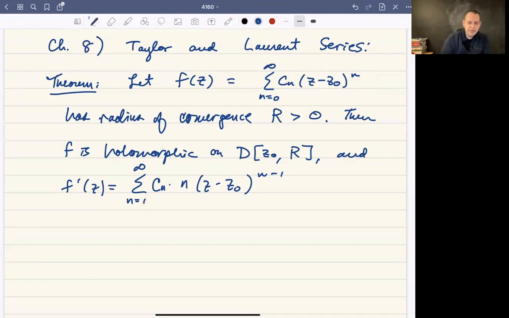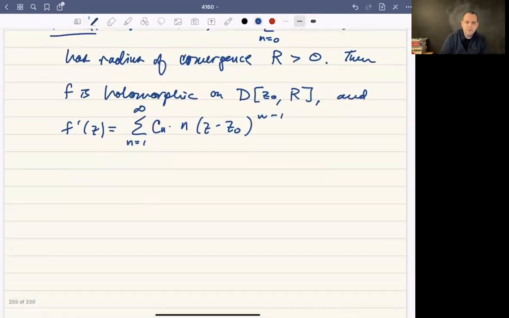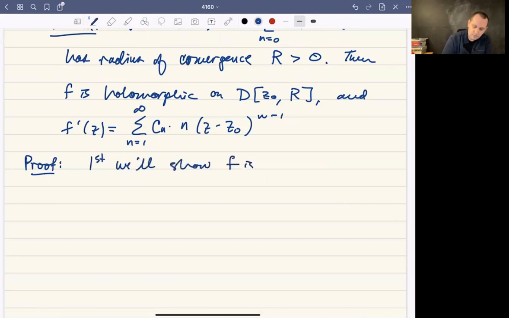So this theorem actually says a lot. And I'm grouping together two theorems from the book. So the first thing we need to do is to prove that f is holomorphic. And then once we know it's holomorphic, then talk about how we get the formula for the derivative. So there's going to be two things that we'll prove here. Okay, so first we'll show f is holomorphic. So that's our first goal. First we'll show f is holomorphic on this disk.